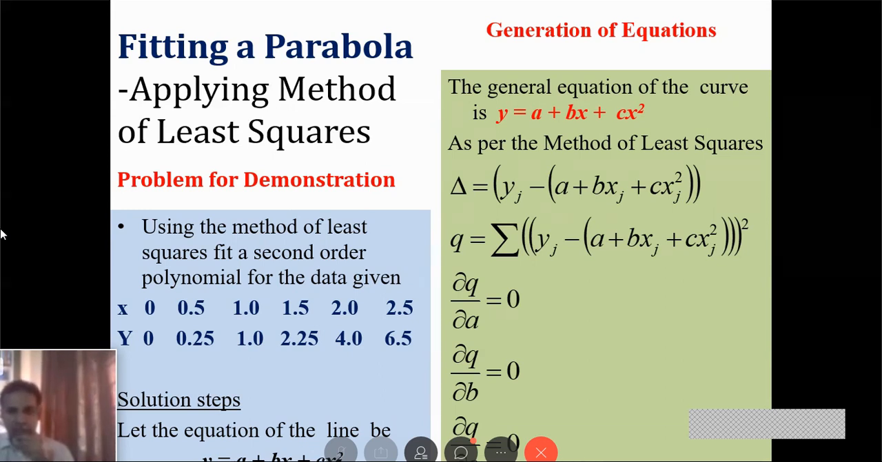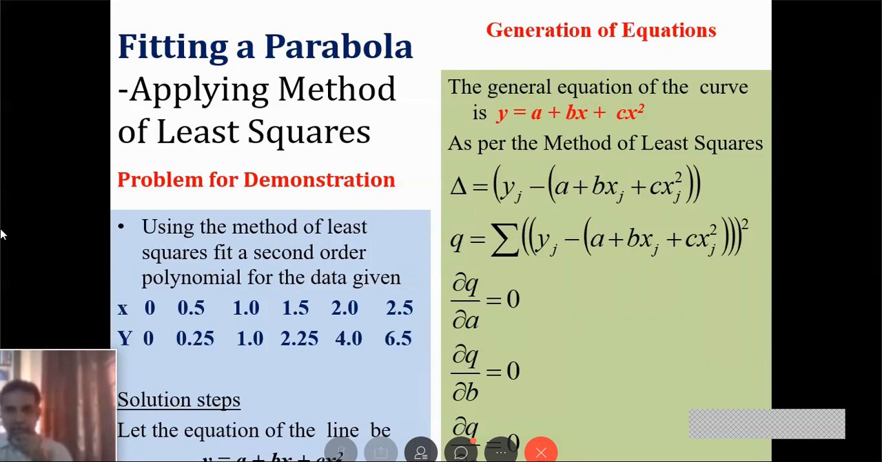When you come to the parabola, the equation changes. Now we have to put an equation of a plus bx plus cx squared. See, we got a second degree form in x. So our issue is we need to get the value of a, the value of b, the value of c in such a way that this equation gives the best fit parabola for the data here. Okay, this is the general equation.